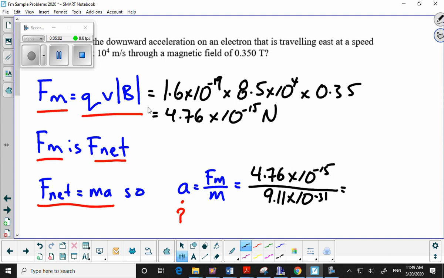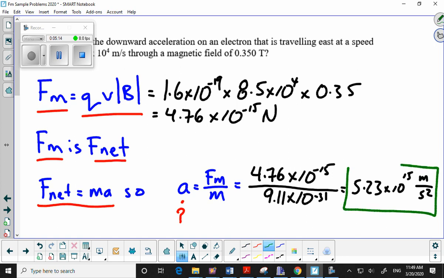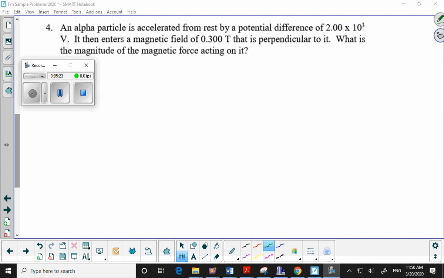Punching that in, I get 5.23 times 10 to the 15 meters per second squared. So, as we like to say, winner, winner, chicken dinner when you're doing it right. Now again, this question is going to be a little more complex.